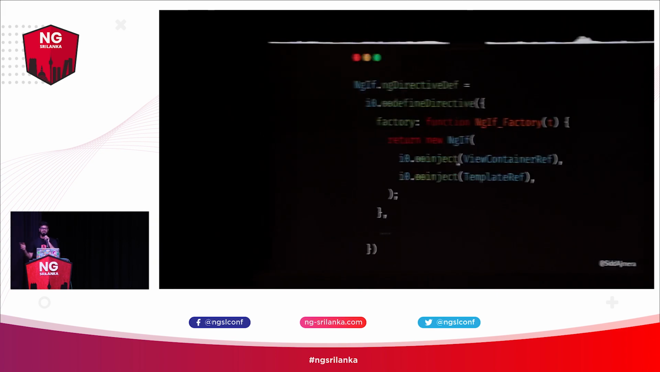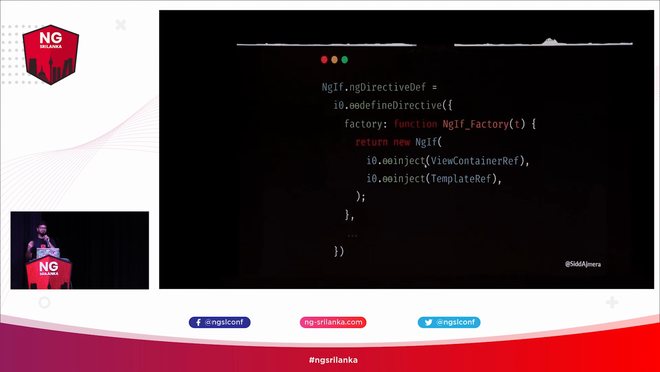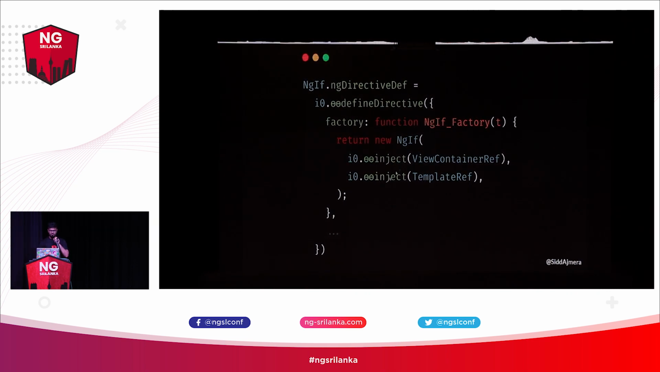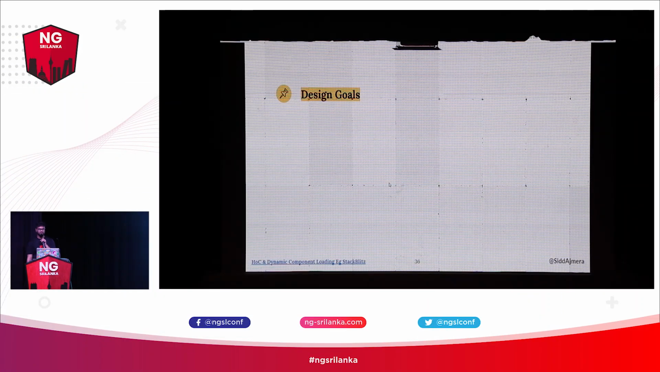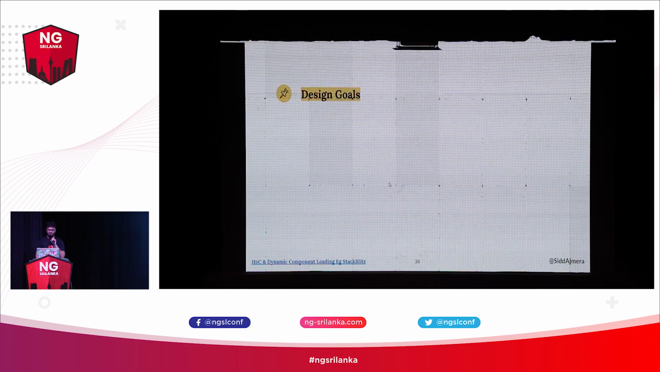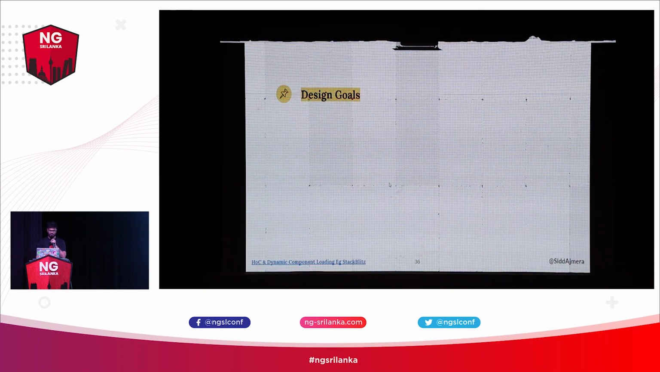So the inject instruction takes a token, and it returns to you the dependency of that particular token type, and that is something that is then passed to the ngIf while creating an instance of it. So this factory function is going to be now responsible for creating an instance of that ngIf, and not your component definition itself. So with that, we will be able to solve a lot of design goals that Ivy had in mind when the Angular team started building Ivy.